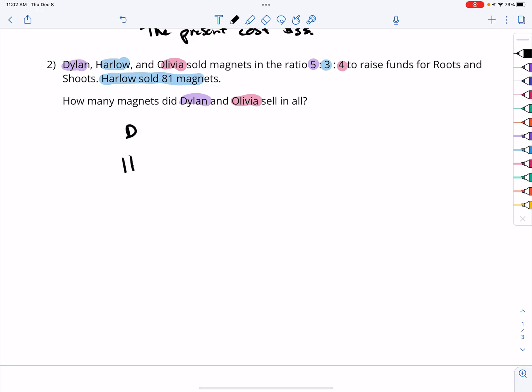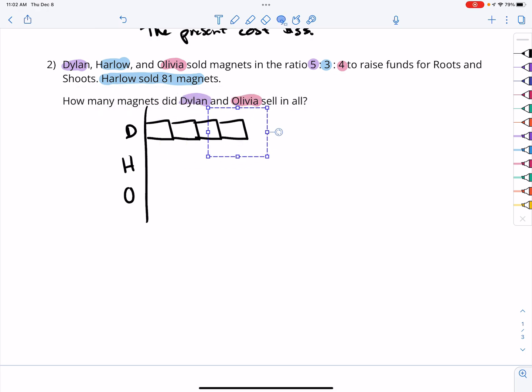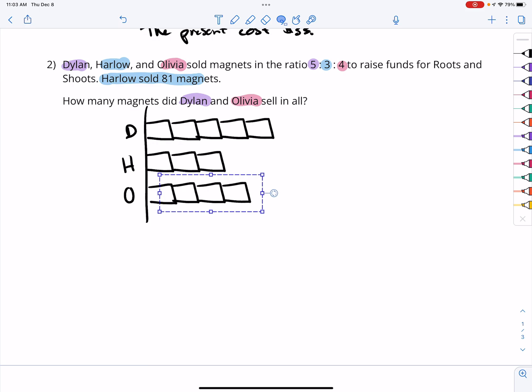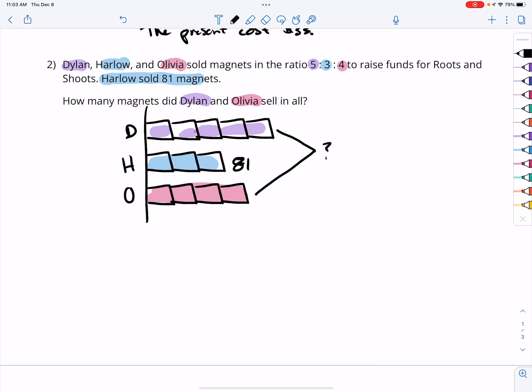So we have Dylan, Harlow, Olivia. Dylan sold 5. Harlow sold 3. And Olivia sold 4. Okay, so give me 1 second. Now we know that Harlow's 3 units were 81 magnets, and we want to know this one and that one together.